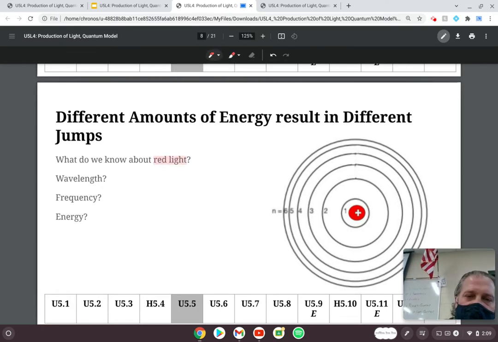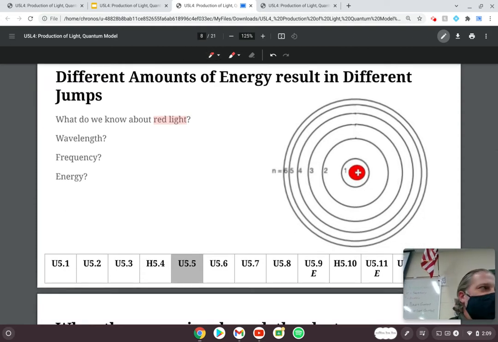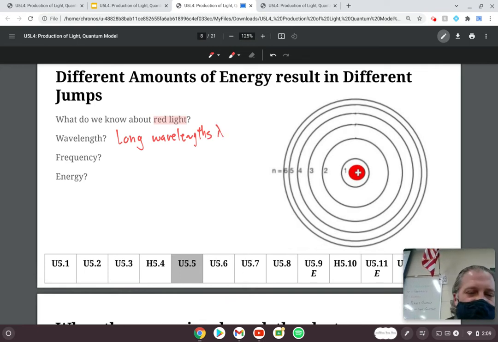Now, red light is in a part of the visible light spectrum that has long wavelengths. It has low frequency. And it has low energy.